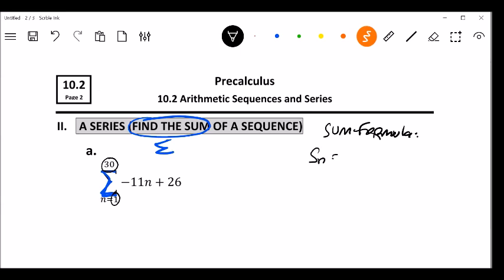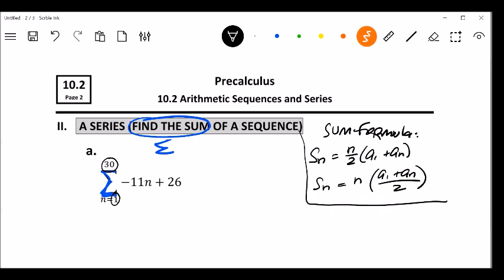There's two ways to write it, but they're the same essentially. I prefer n over 2 times a1 plus an, the first term plus the last term. Some people, and the textbook, prefer it this way. They essentially are the same thing. It doesn't really matter which way you do it. I prefer the first one, but the second one is perfectly fine too. But no matter what, we need three things. We need the number of terms, the first term, and the last term.